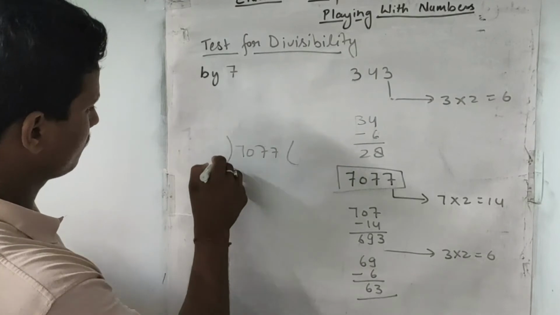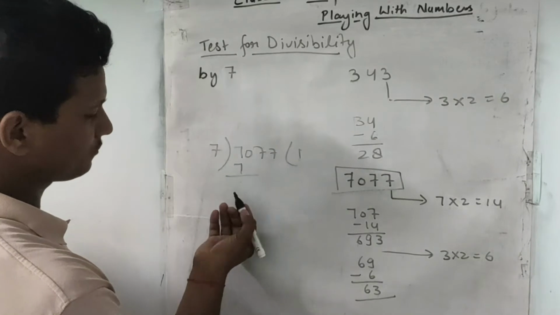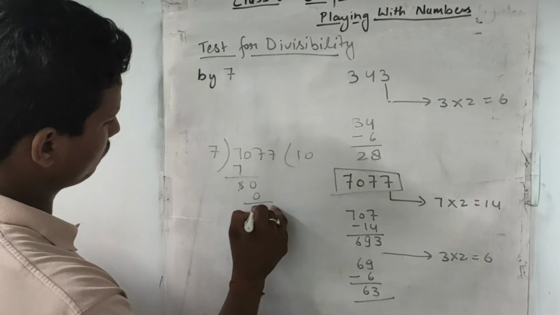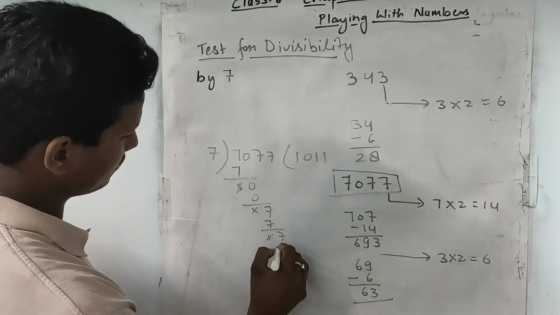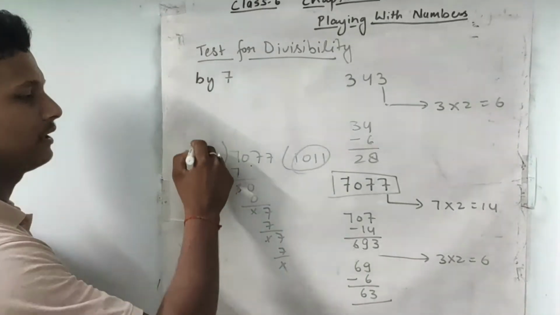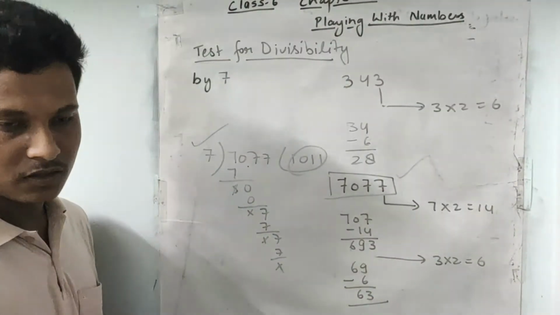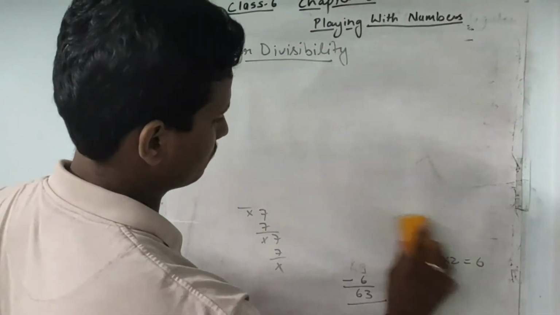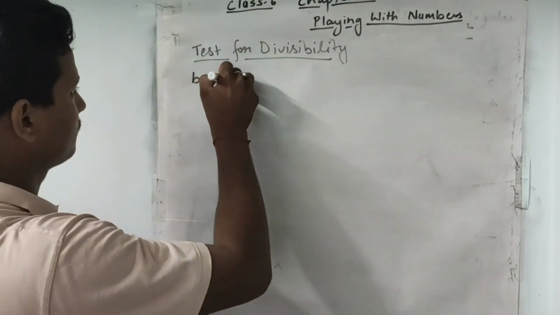7077, 7 1s are 7. Then there is nothing, so 0 times, then 7 is there, 1 times 7, again 7, 1 times. So clearly we are seeing that this particular number is divisible by 7 by the division method and by the direct divisibility method. So that is the simple concept, an important one also. Now moving to the divisibility by 8.